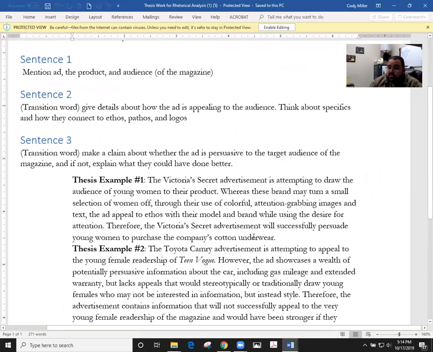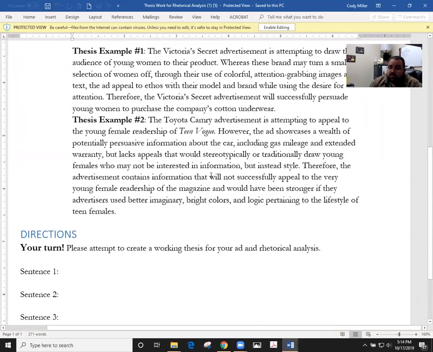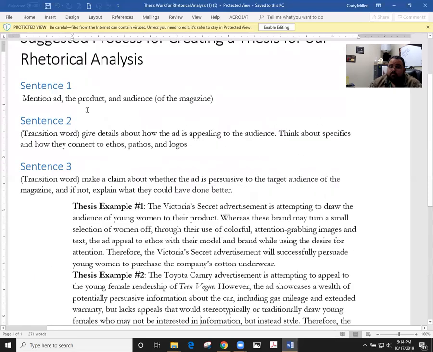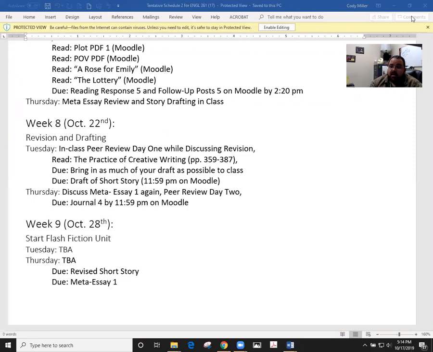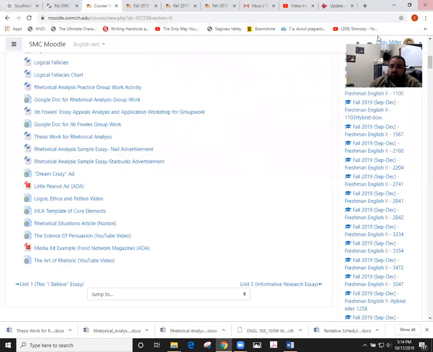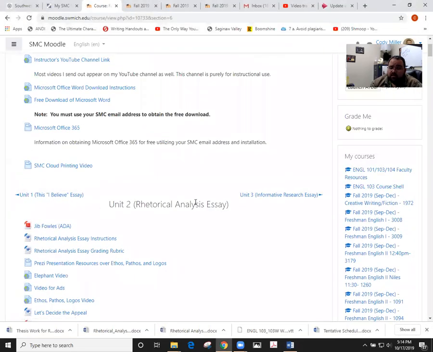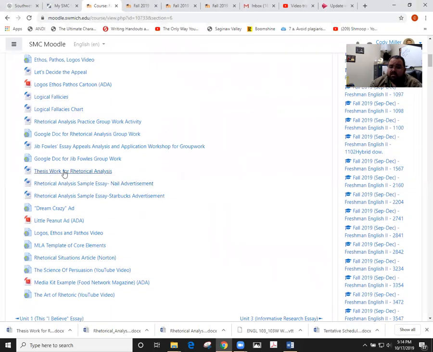This one says, yes, it is persuasive, and it ends with that. This one says, no, it's not persuasive, and it could have done better by doing this. That's what you need to do if your ad is not persuasive to your target audience. So again, this document helps you construct your thesis statement, and that is located on Moodle underneath Unit 2 Rhetorical Analysis as the thesis work for the rhetorical analysis.